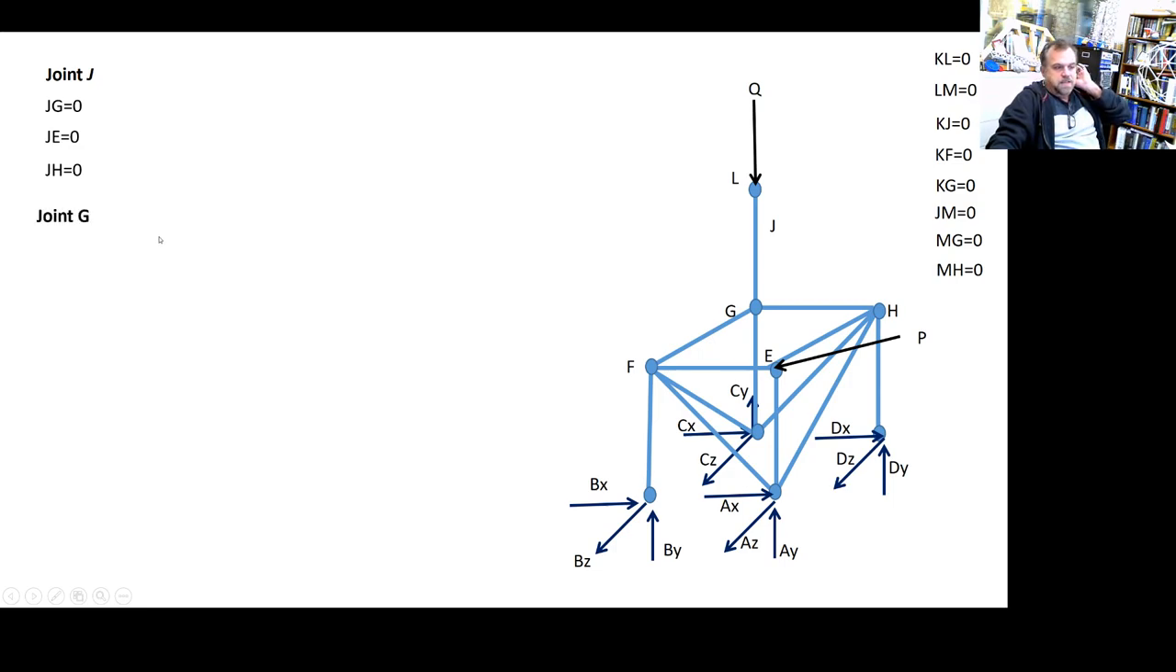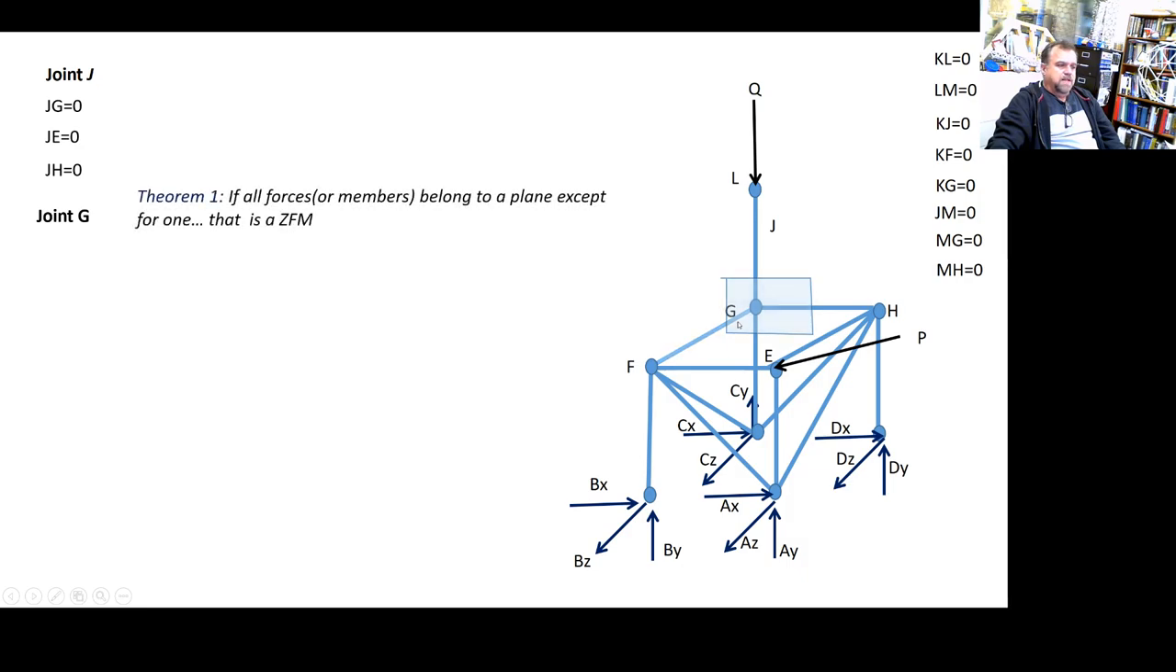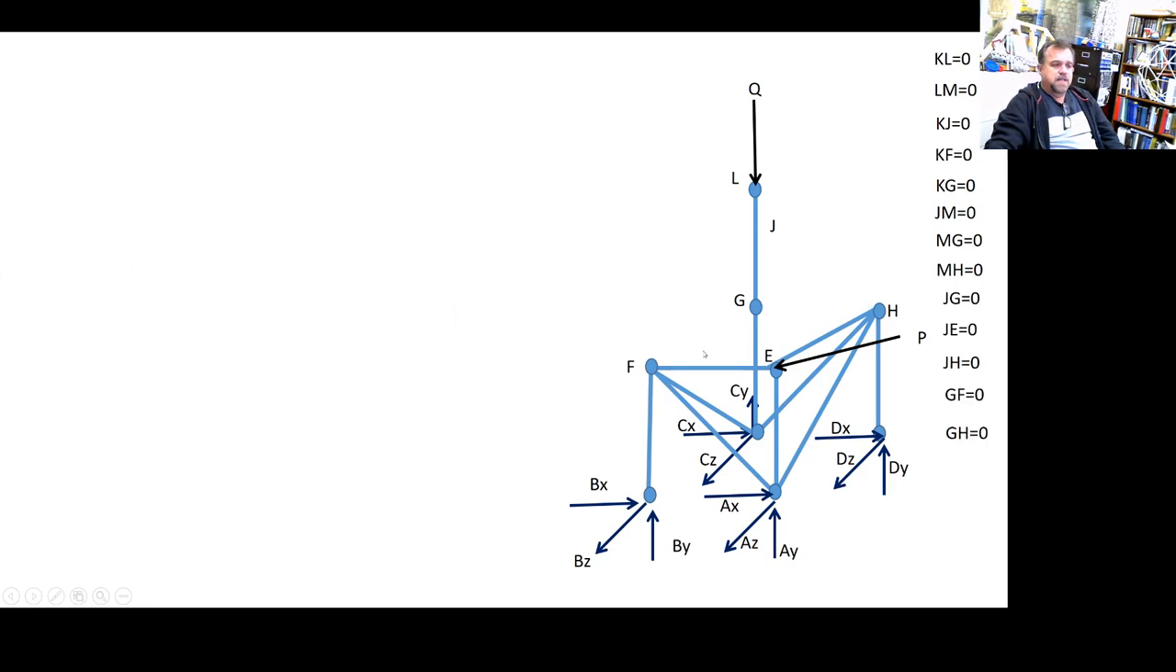Now, let's just focus on joint G. Put a plane over there in the back. This and this are in the same plane. The one that is coming out of the plane is this one, FG. FG is a zero force member, so erase it. Now if you look at this joint here and focus on the 2D trusses, two are collinear, one is not, and the one that is not is zero. Eliminate that.